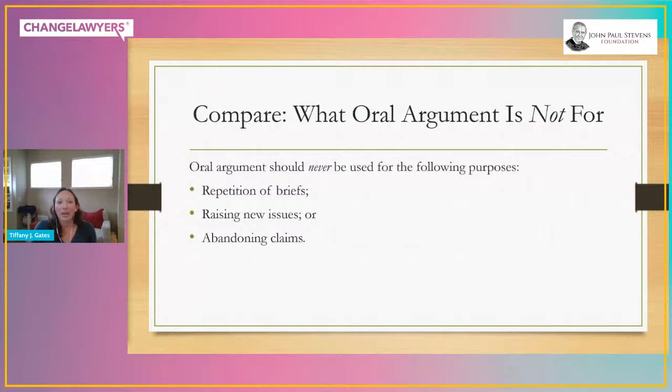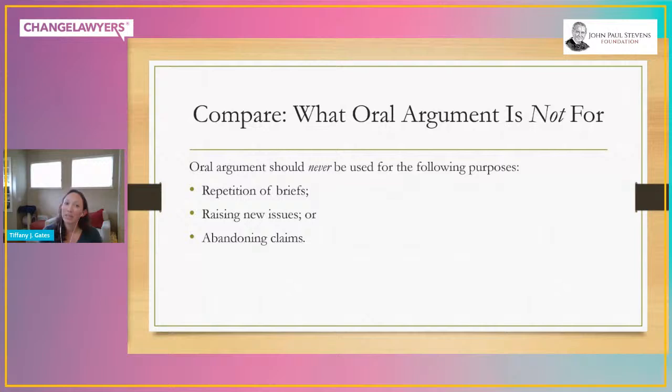And then finally, it is entirely normal during an oral argument for certain concessions to be made, but you do not want to use oral argument as a chance to officially abandon a claim. If you are going to abandon a claim, first of all, it's something you should have discussed with the team of attorneys that you're working with, as well as potentially your client, depending on the context. So it should be very well discussed ahead of time. But also, secondly, it should be done in writing prior to the oral argument.